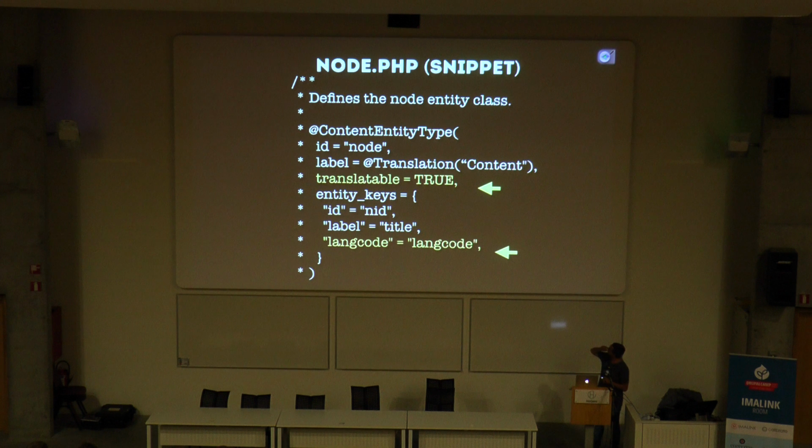this is from core, it's the node entity. You have the content entity type annotation. And there you can define different attributes like the ID, the label, the entity keys you will use. And for making your entities translatable, you need to define the translatable key attribute and define it as true. And then in your entity keys, you need to define the langcode. And that's it. If you are starting from content entity base, that's everything you have to do.